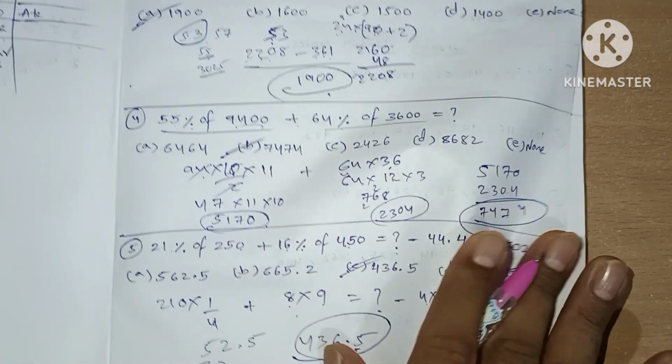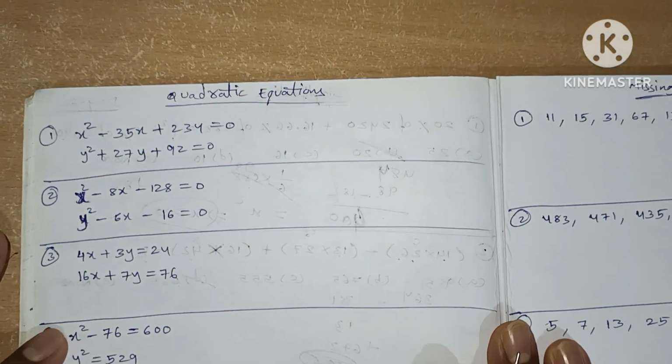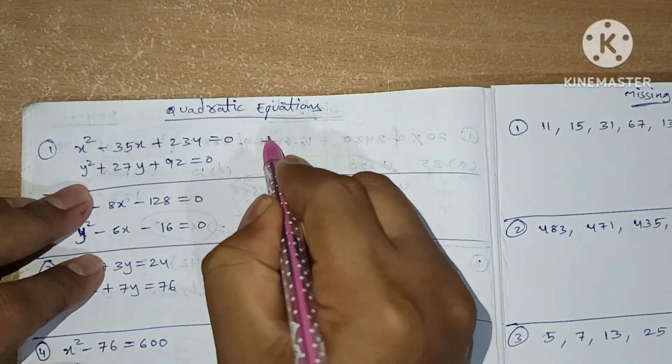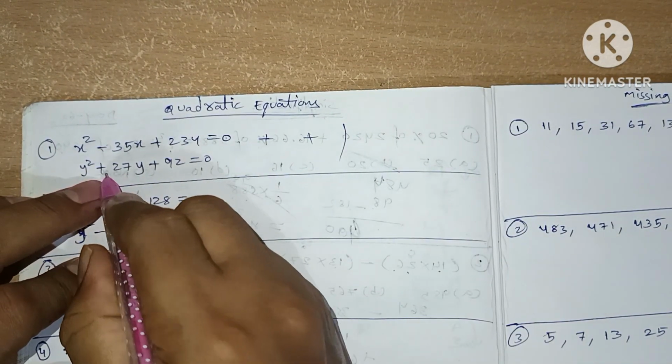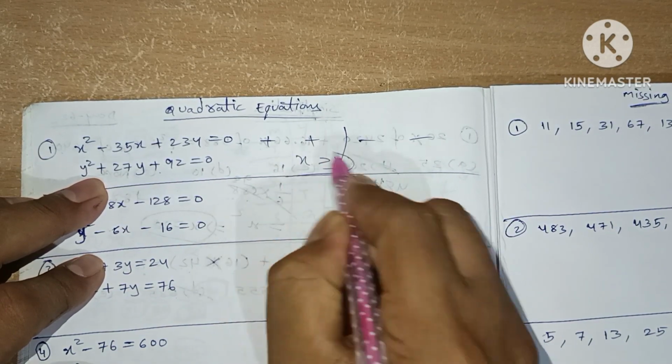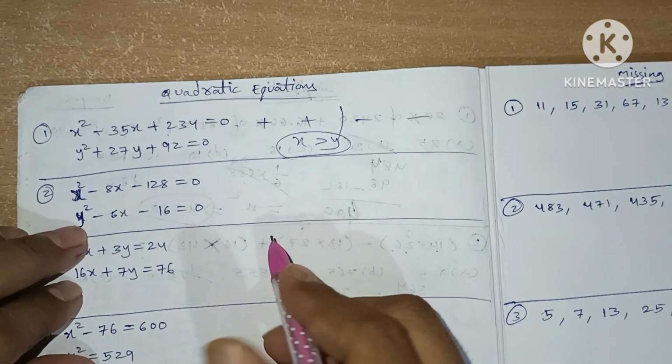Next we are going to see quadratic equations. First what we see is minus and plus means both the roots are positive. Plus and plus means both the roots are negative. By comparing these two, x is greater than y. It is clear.